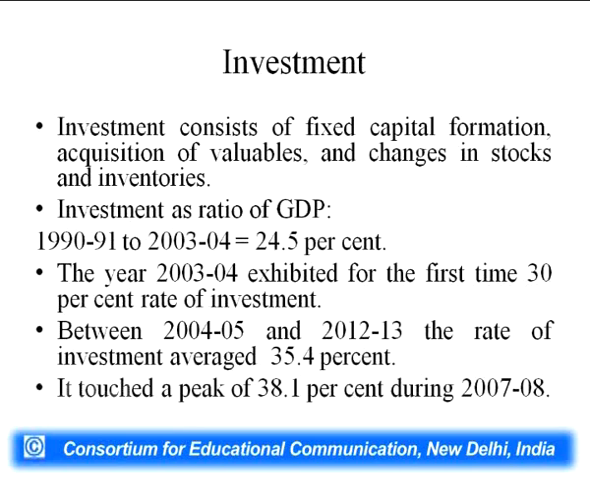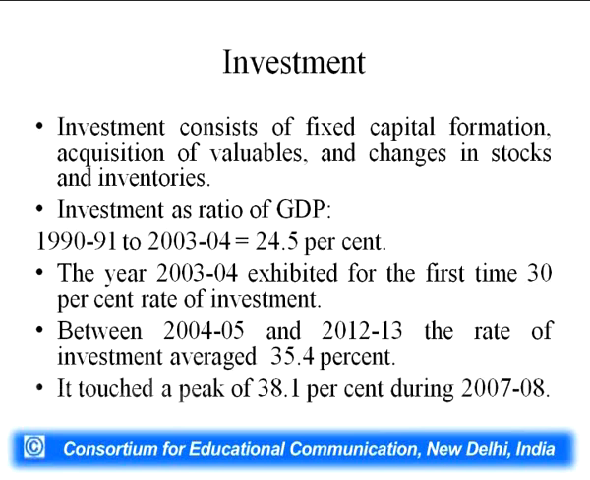Investment is the second important component of the aggregate demand. It consists of fixed capital formation, acquisition of valuables and change in stocks and inventories. Investment as a ratio of GDP in India was 24.5% during the period 1990-91 to 2003-04, which increased to 30%, and this year 2003-04 is important because it exhibited a breakaway, a departure for the first time, touching a 30% rate of investment.